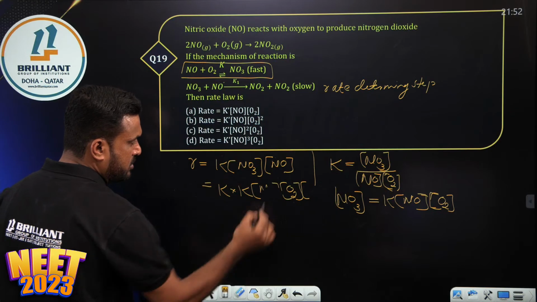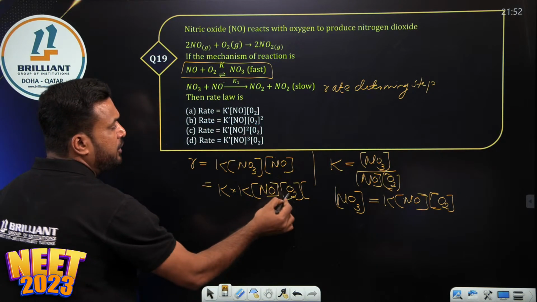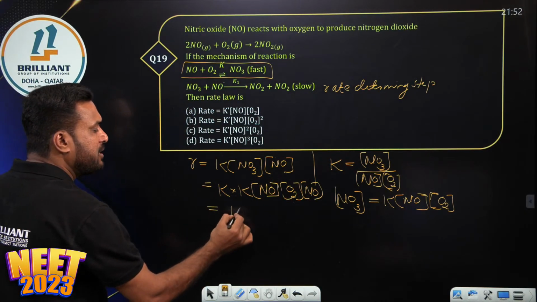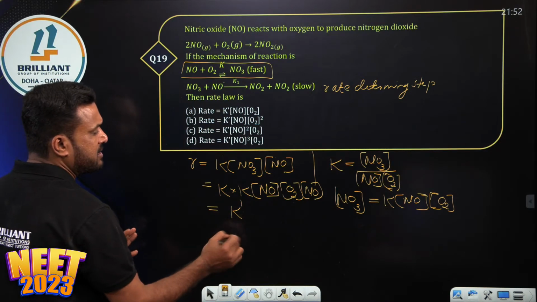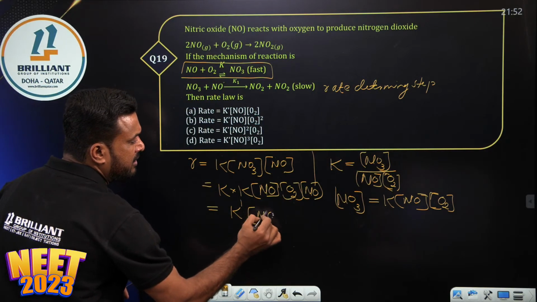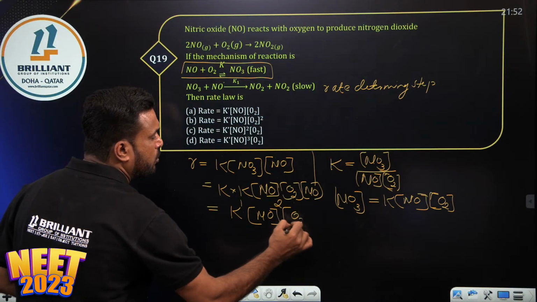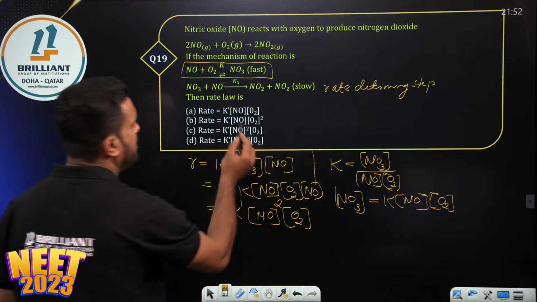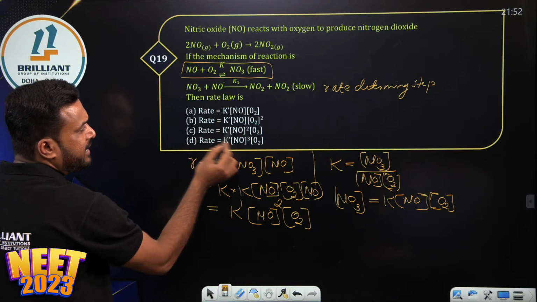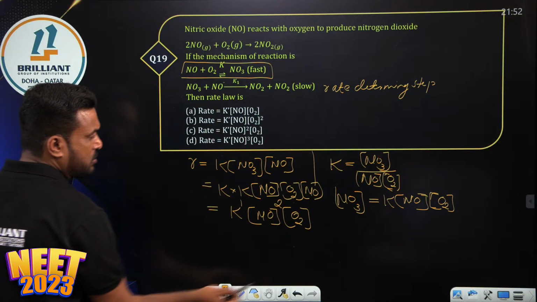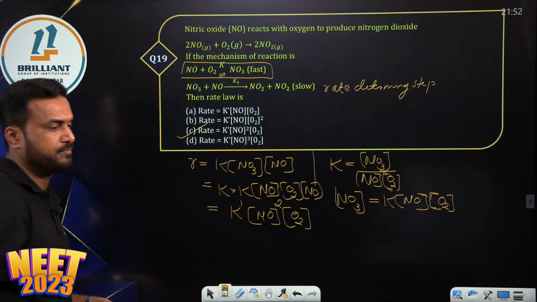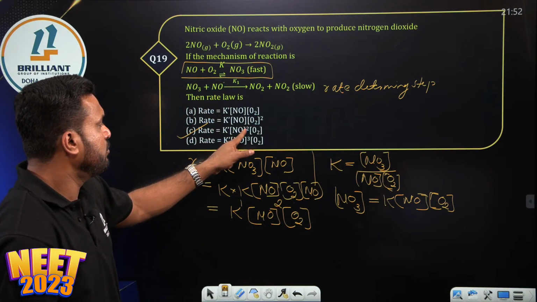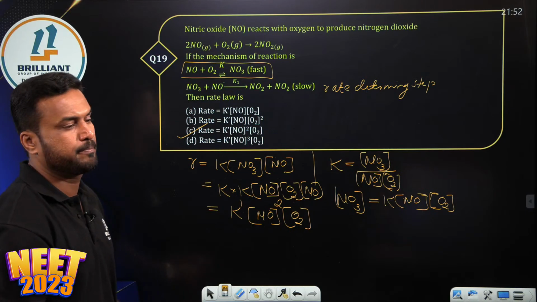So I will write the NO concentration into the O2 concentration, and again one NO is there in the default equation. K into K means nothing but you can take it as a new rate constant, that is K dash. NO concentration, I will take as NO raised to 2, into O2 concentration, O2 raised to 1, anyway it's a default. So K dash or K is the same rate constant. So the correct equation is K dash into NO raised to 2 into O2 concentration. So our correct answer is option C. This type of question we discussed today, it's the same.